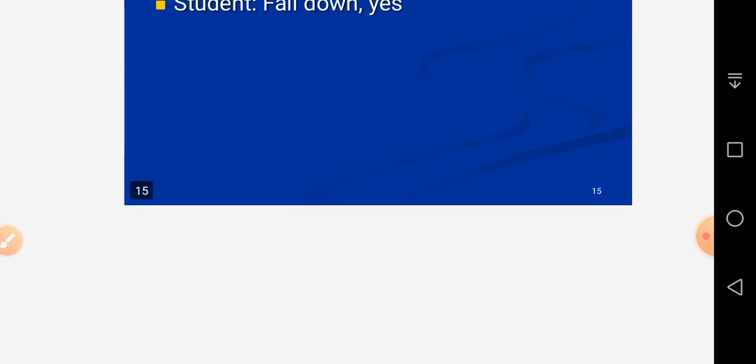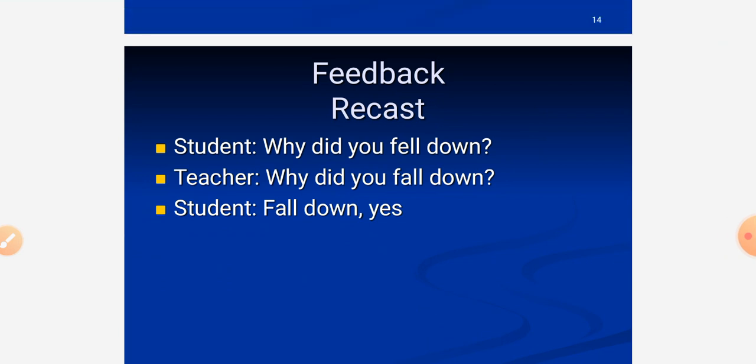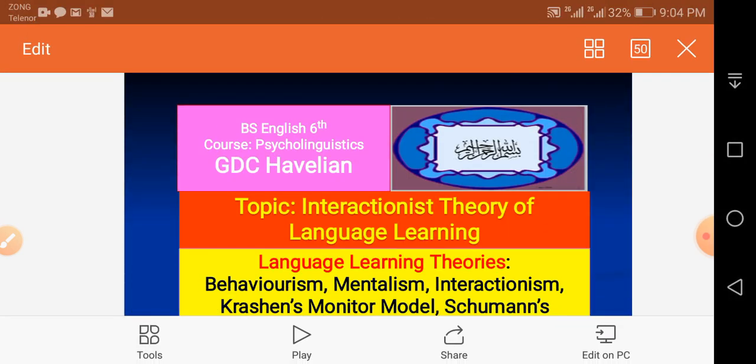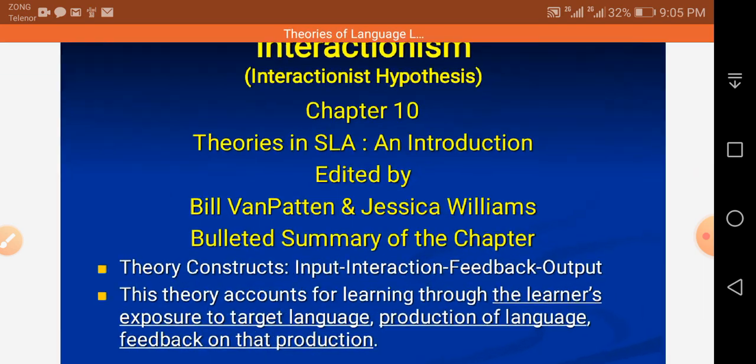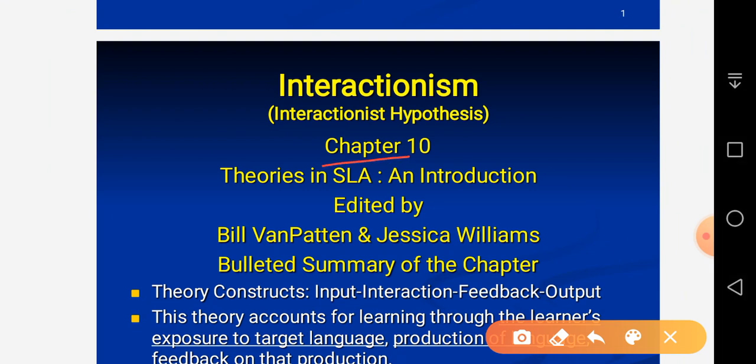So you see, I just wanted to read out selected portions of chapter 10 of this very important book. Let me take you to the first slide. So now this document is with you, so you can read chapter 10 of this book known as Theories in Second Language Acquisition: An Introduction, edited by Van Patten and Jessica Williams. So you are requested to write down its summary in bulleted form.